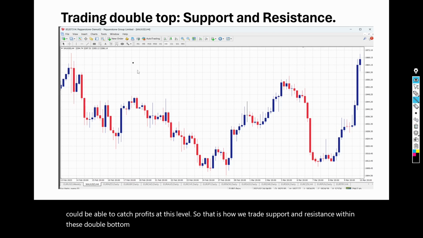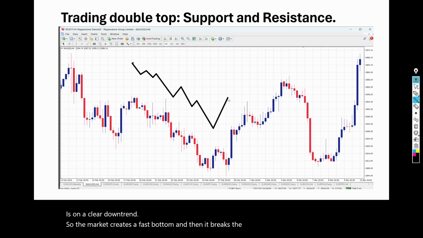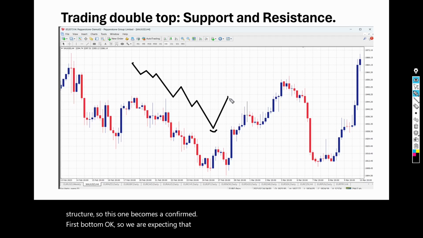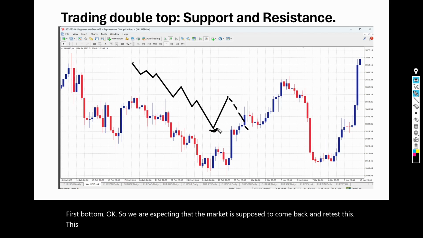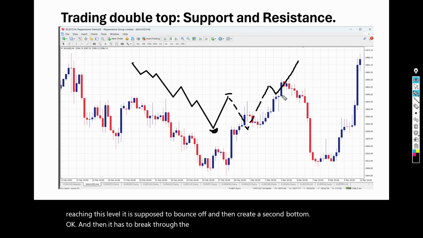So one, we are expecting that the market is on a clear downtrend. So the market creates a first bottom and then it breaks the structure. When the market breaks the structure, this one becomes a confirmed first bottom. Okay, so we are expecting that the market is supposed to come back and retest this previous level here slightly. It can test it or it can even break through it. Okay, and then after reaching this level, it is supposed to bounce off and then create a second bottom. Okay, and then it has to break through the structure, retest on it, and then go high.